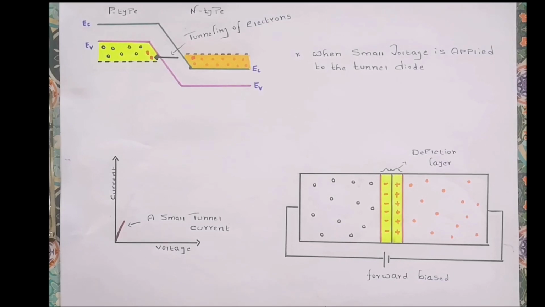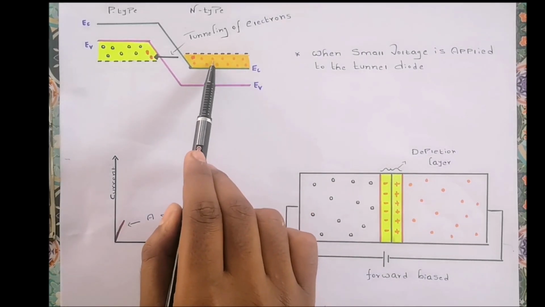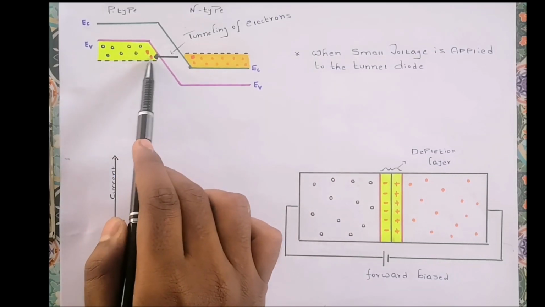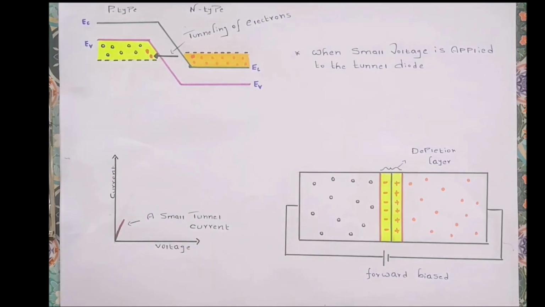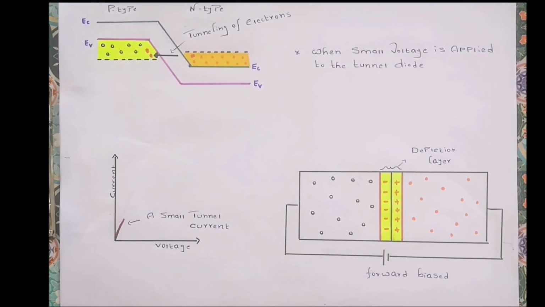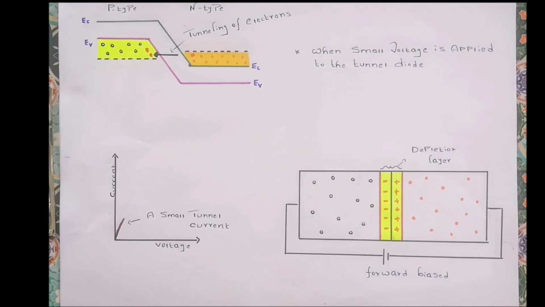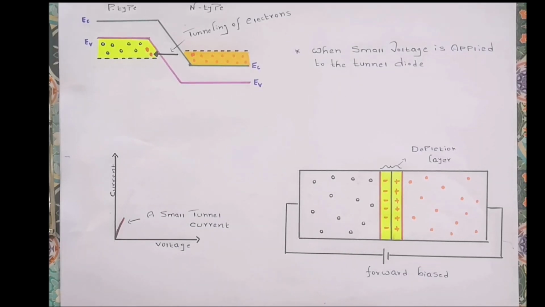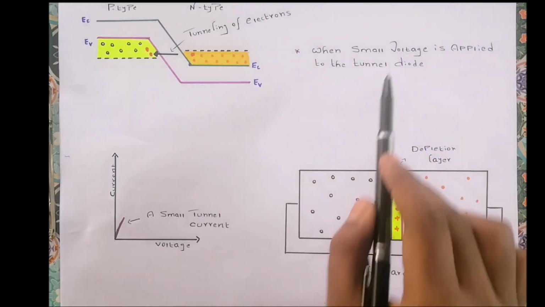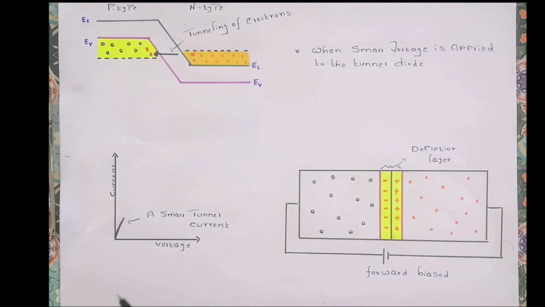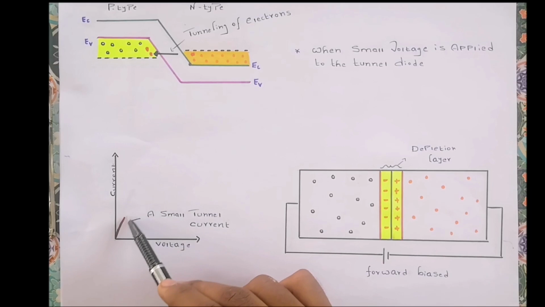However, a few electrons from the n region of the conduction band are tunneled into the p region of the valence band, and because of this tunneling of electrons, a small forward current flows through the diode. So as you can see here, this is the VI characteristic graph of the tunnel diode when a small voltage is applied. So here, when a small voltage is applied, a small tunnel current will flow through the diode.